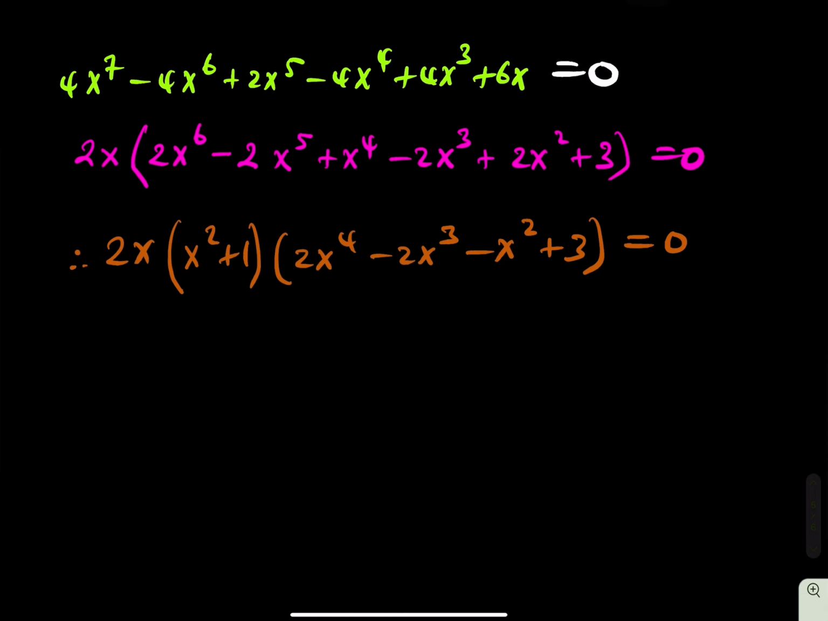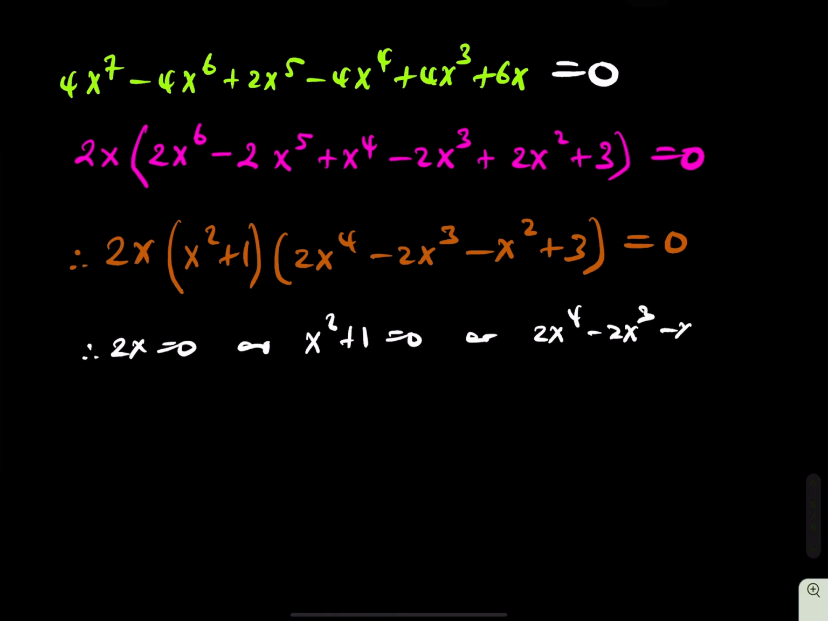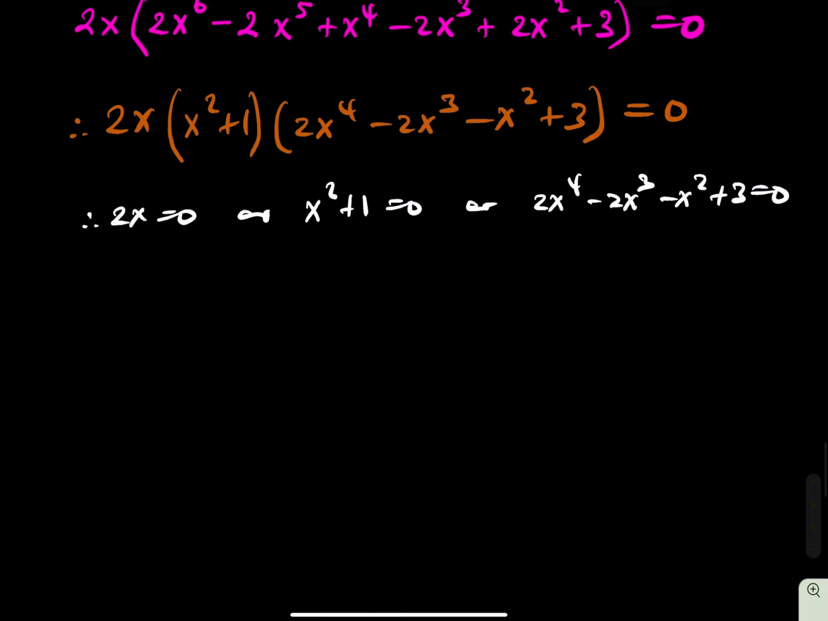Now you are going to solve for x. You can clearly see that 2x would be 0, or x squared plus 1 would be 0, or 2x to the power 4 minus 2x to the power 3 minus x squared plus 3 must also be 0. The beautiful part of this is that here we do not have a solution. Even here we do not have a solution. It's beautiful stuff, eh? So it means that our x ties down to 0 as well.